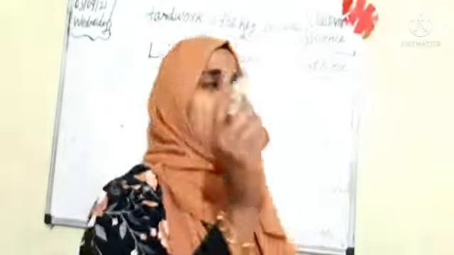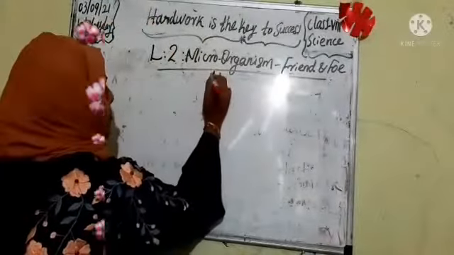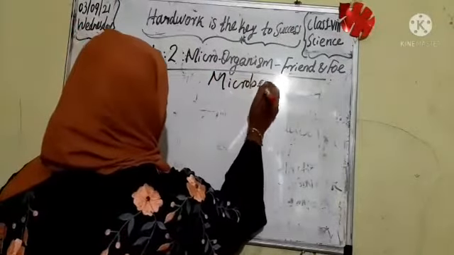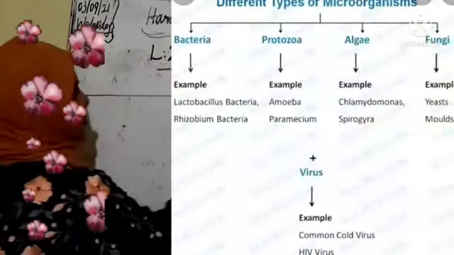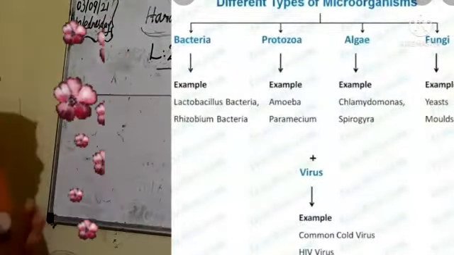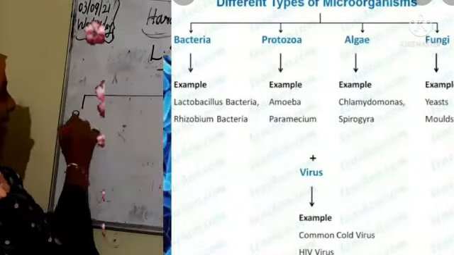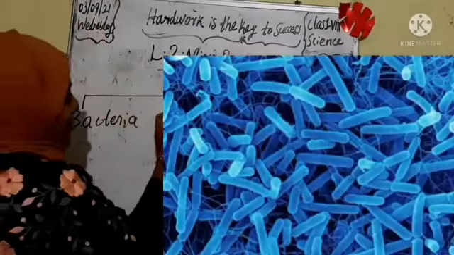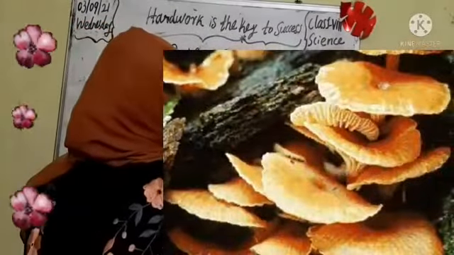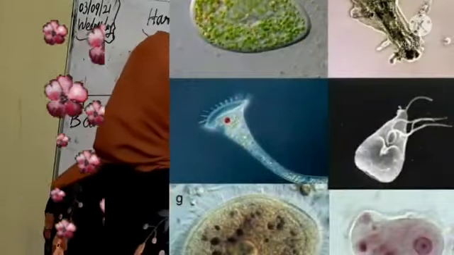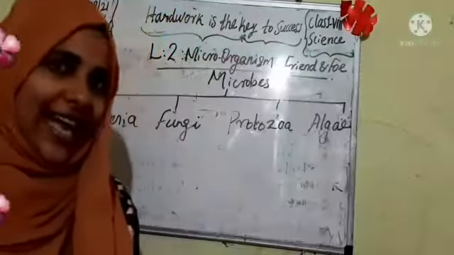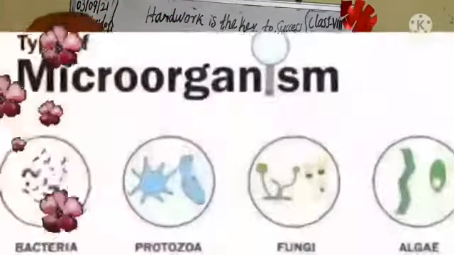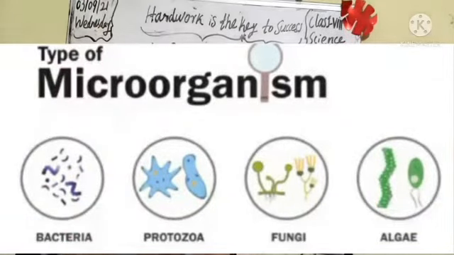So students, next I am going to teach you about types of microbes or microorganisms. We can classify microorganisms into 4 different types. So let's check: bacteria, then fungi, protozoa and algae. So these are the 4 different types of microbes or microorganisms. What are they? Bacteria, fungi, protozoa and algae.